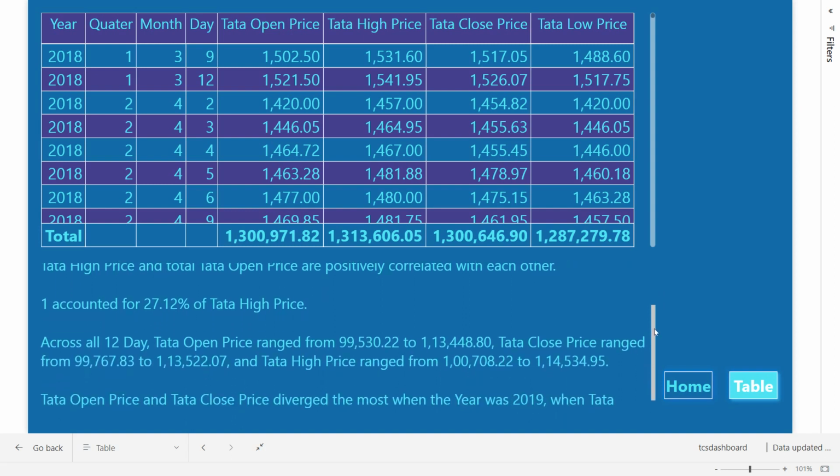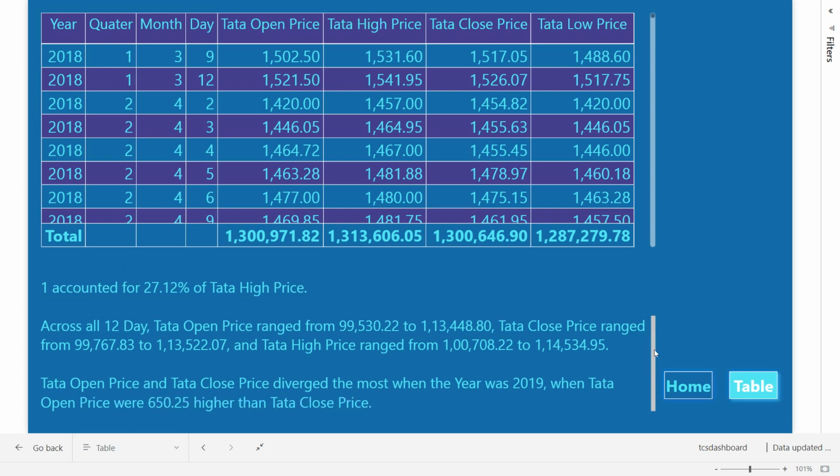Across all 12 days, Tata Open Price ranged from 99,530 to 1,13,448. Tata Close Price ranged from 99,767 to 1,13,522, and Tata High Price ranged from 1,708 to 1,14,534. Tata Open Price and Tata Close Price diverged the most when the year was 2019, when Tata Open Price was 650 higher than Tata Close Price.